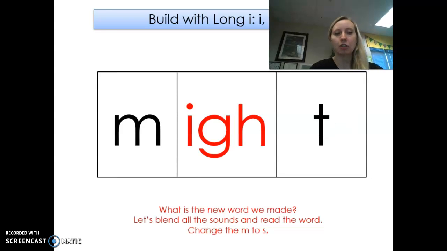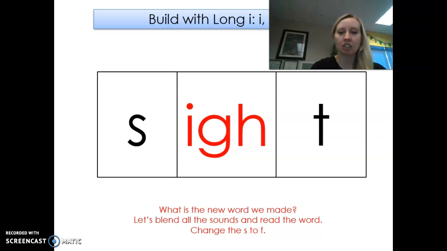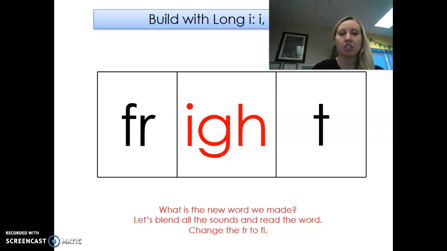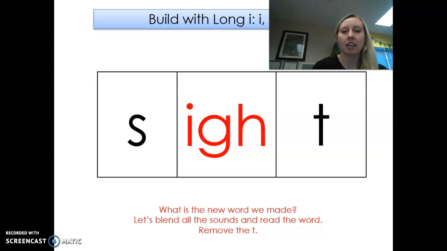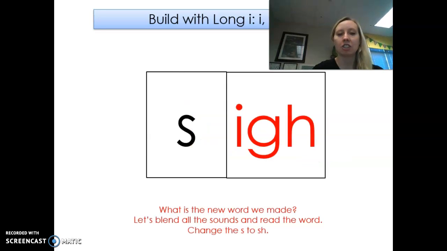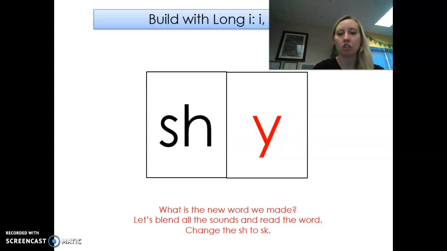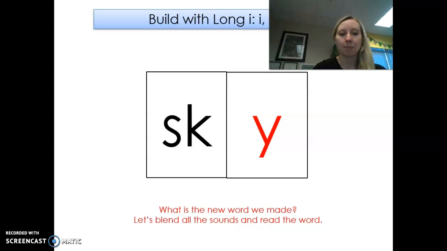Change the m to s, sight. Change the s to f, fight. Change the f to fr, fright. Change the fr to fl, flight. Change the fl to sl, slight. Change the sl to s, sight. And then get rid of the t, cover it up with your hand. Sigh. Change the s to sh, shy. Change the sh to sk, sky.